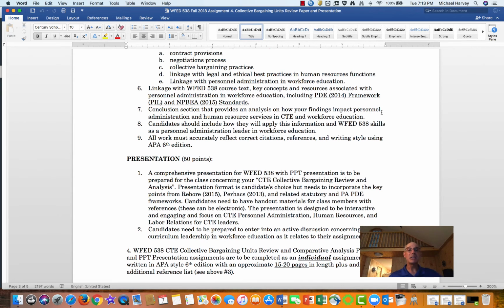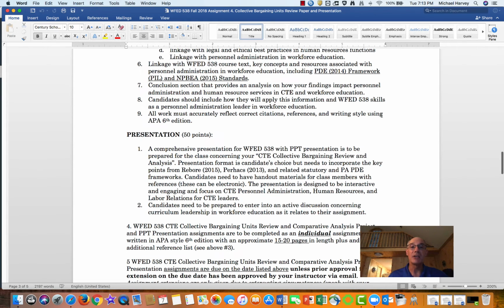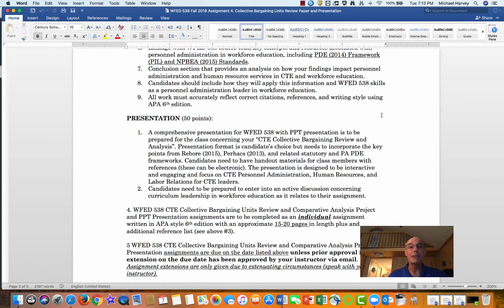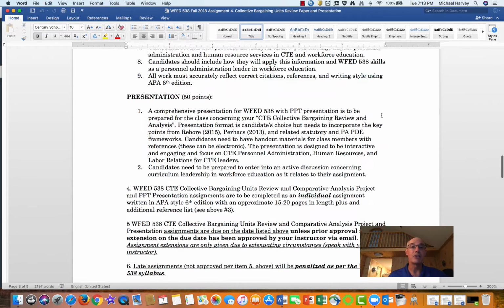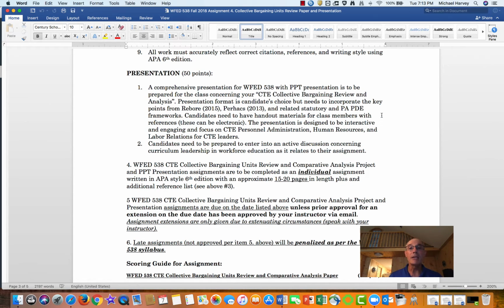services within CTE. Candidates should also make sure that they're able to apply these skills in their quest for administrative leadership in workforce education, and accurately reflect all APA writing conventions with the APA publication manual. The presentation should be a comprehensive overview of PowerPoints associated with the background from the text, the findings that you had, the comparative analysis, and then the support design with personnel and HR function within CTE leadership.